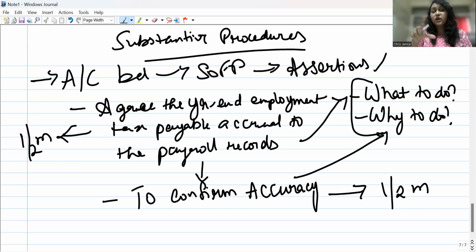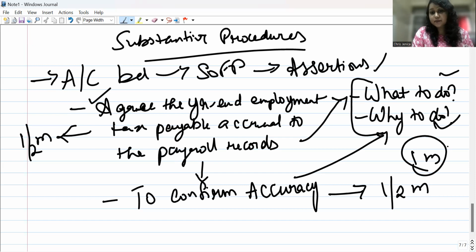So remember, you have to start from thinking whether it's a class of transaction or an account balance. Then what are the related assertions? Based on that, you come out with a point. It's fine. But how are you going to write that point? Remember, you have to write what you're going to do and why you're going to do it. Okay, so that's going to give you a total of 1 mark.